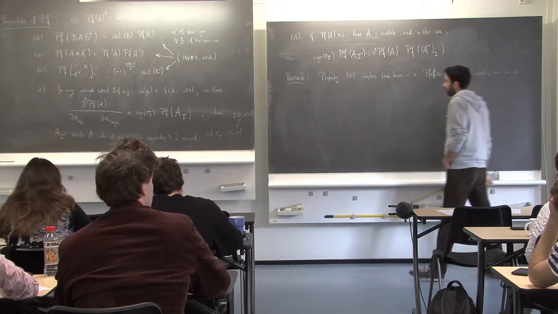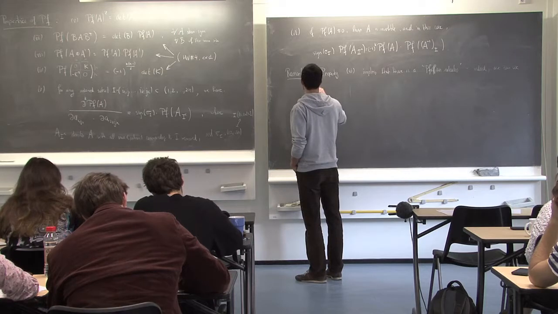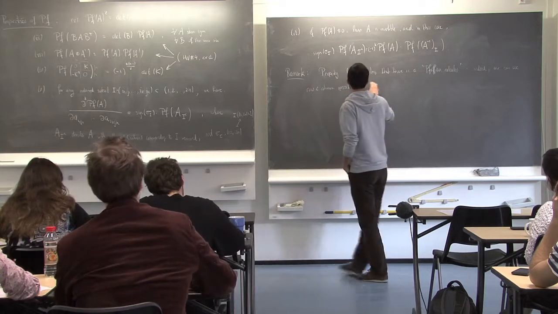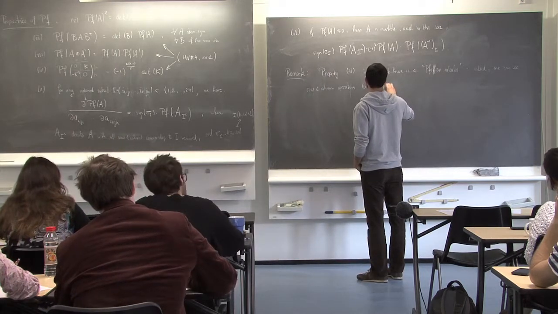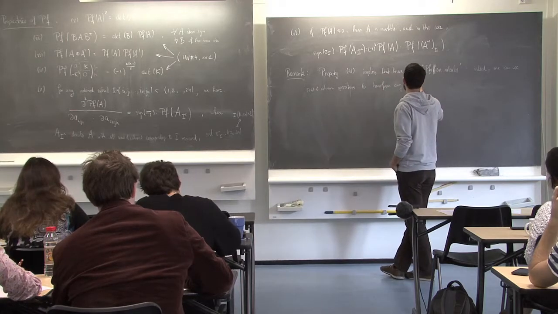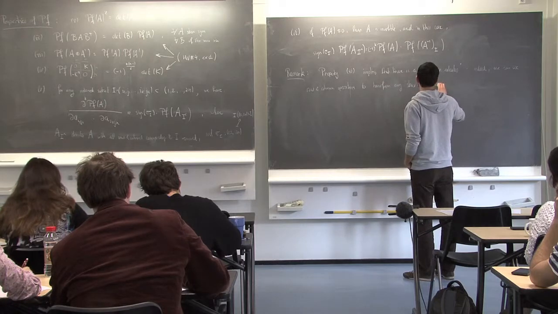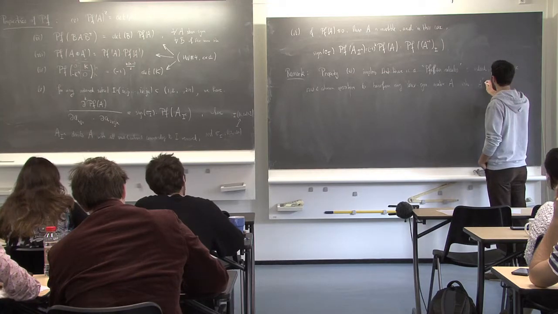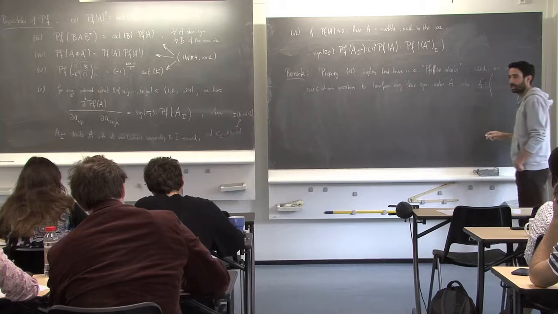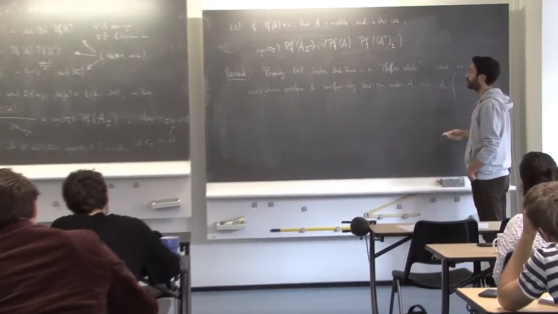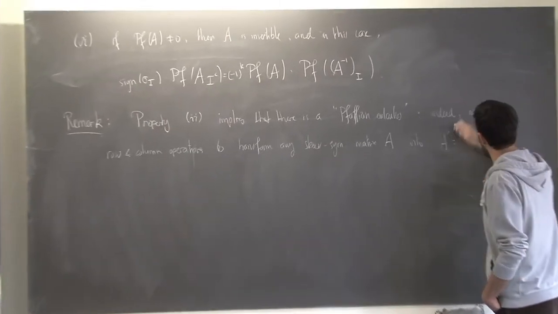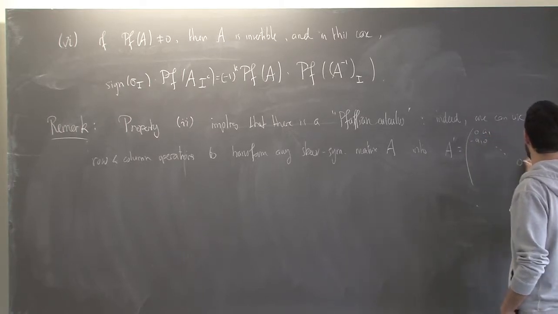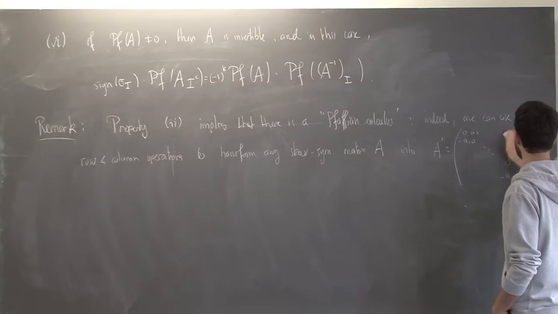one can use row and column operations to transform any skew symmetric matrix A into a matrix A prime of the form. So it's not a diagonal matrix this time, of course. Otherwise, a diagonal skew symmetric matrix is not very interesting. But it's a matrix of the form 0, A1, minus A1, 0, 0, An, minus An, 0.